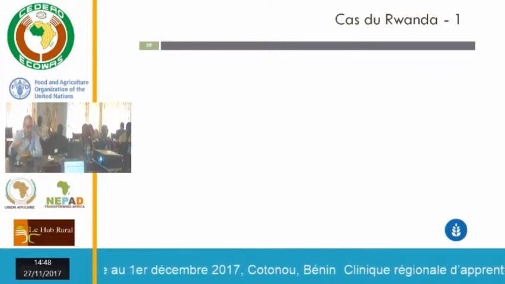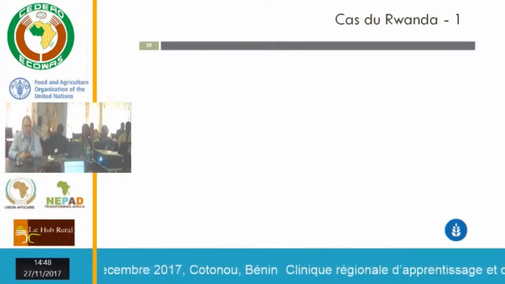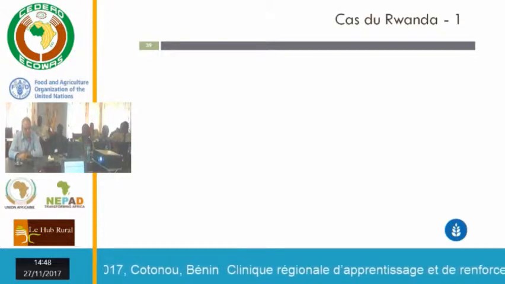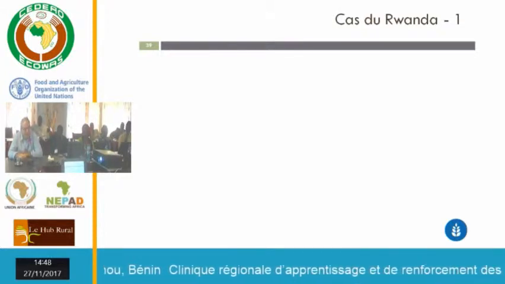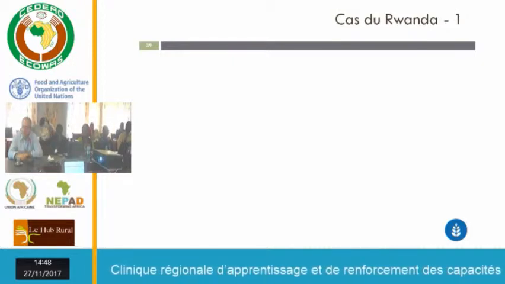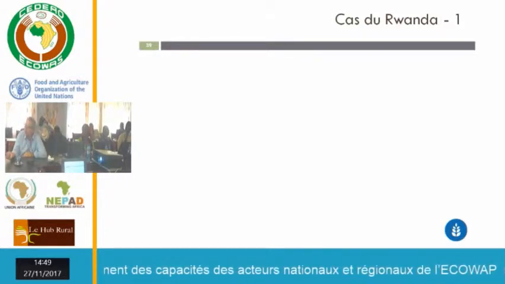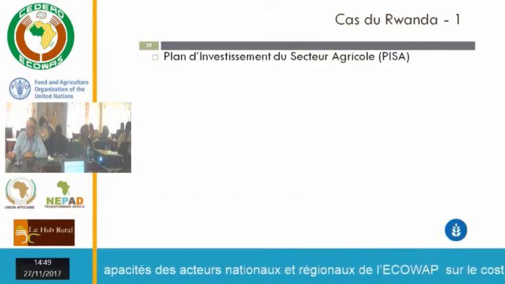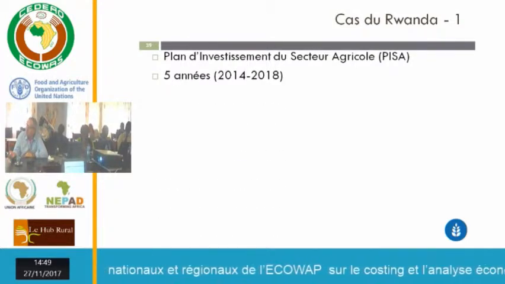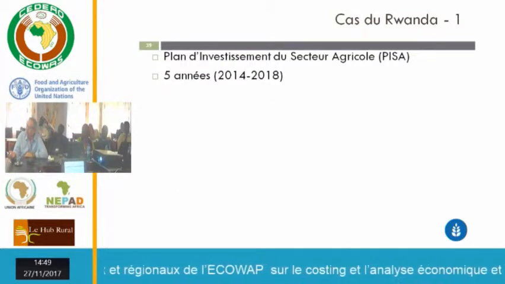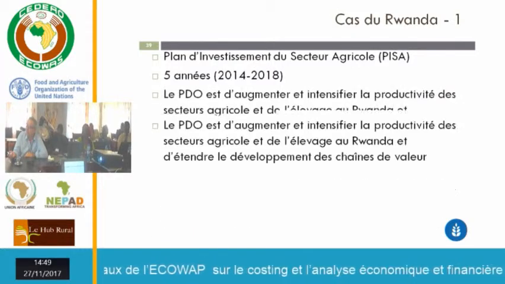What I propose now is to cast a glance at the example of Rwanda, which recently developed the second generation of its plan. There was an annex that presents the financial and economic considerations of their plans. These three or four slides present what they call the investment plan in the agri sector, PISA. It is over 5 years, from 2014 to 2018 included.